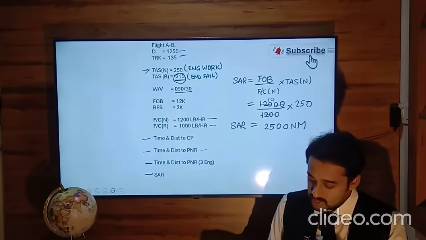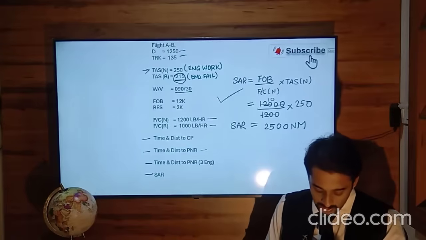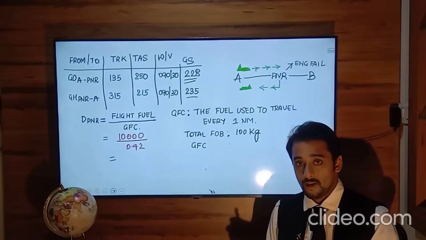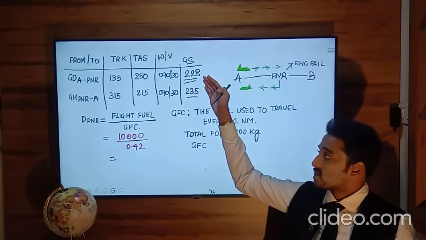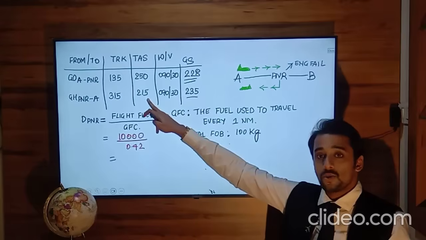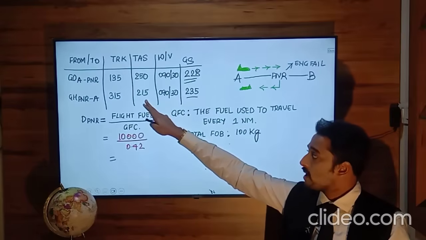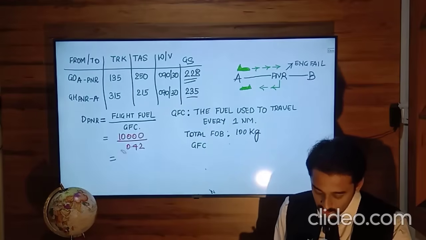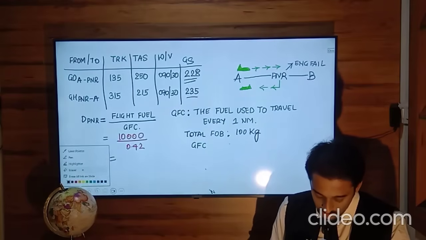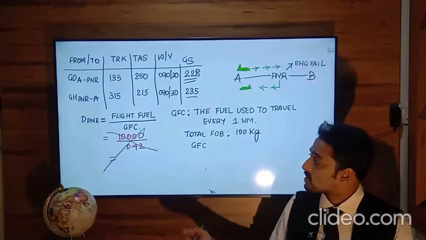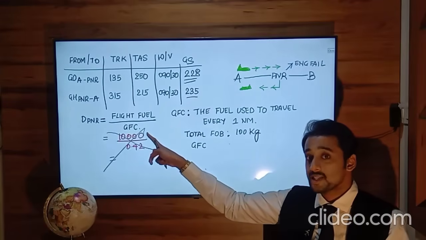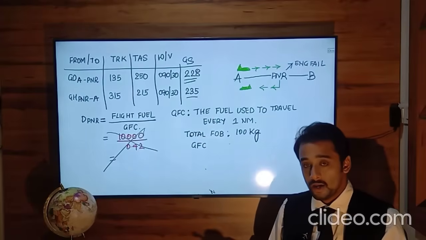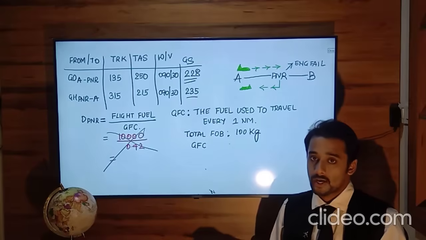Then they asked us to calculate still air range, the simplest of all. And when you have been asked to calculate PNR on three engines, after engine failure, we will draw a fresh table where you will include a reduced TAS, and then you will use this formula: distance to PNR equals flight fuel divided by gross fuel consumption. What is gross fuel consumption? The amount of fuel that you use to cover every 1 nautical mile.